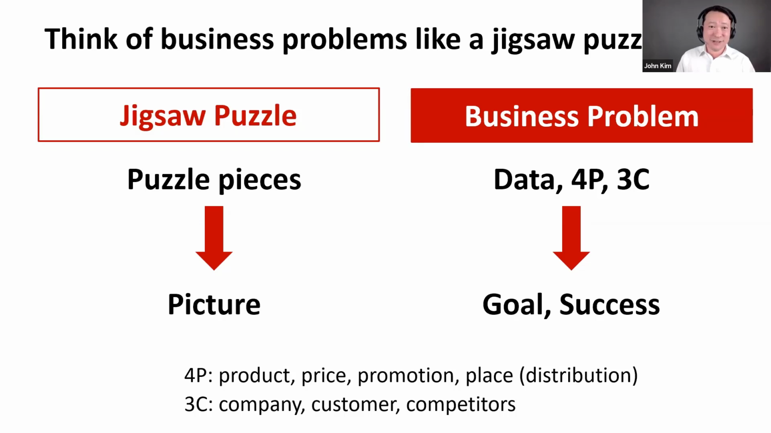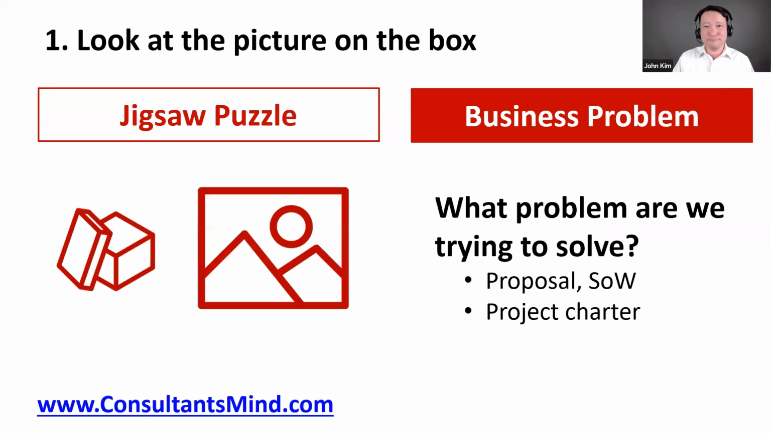You have data around the product and pricing, distribution, and the competitor. And from that mess, we need to come together and come up with recommendations that actually make sense. So what's the first thing that you do?